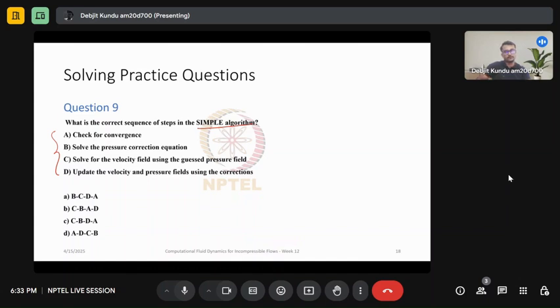There are four options given below. Option A being BCDA, option B being CBAD, option C being CBDA, or is it option D, ADCB?